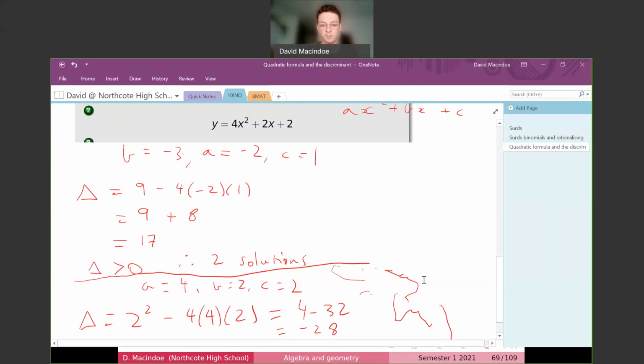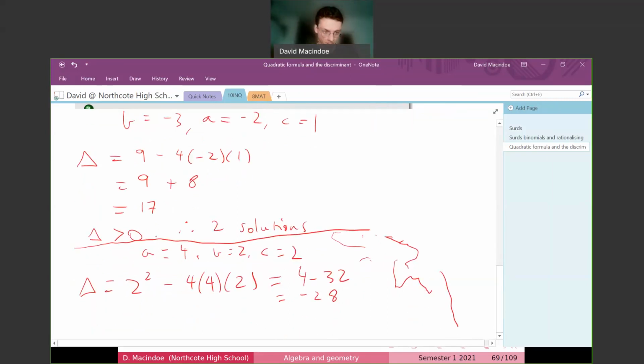So for this one, our discriminant is -28, and that is a negative number. So the discriminant is less than 0, it's negative, therefore no solutions. If you were to use the quadratic formula with that value, you'd have a negative number under your square root sign, and we'd have to stop there and say it doesn't work, because there are no solutions to this quadratic.